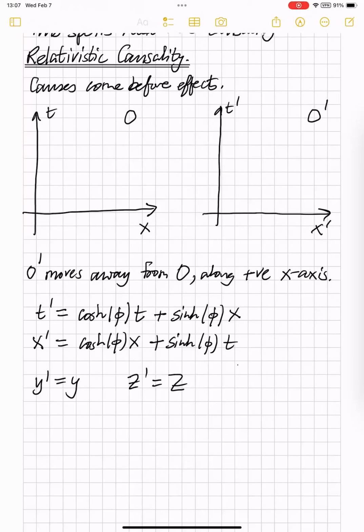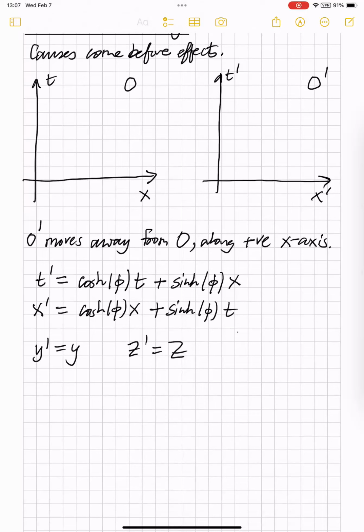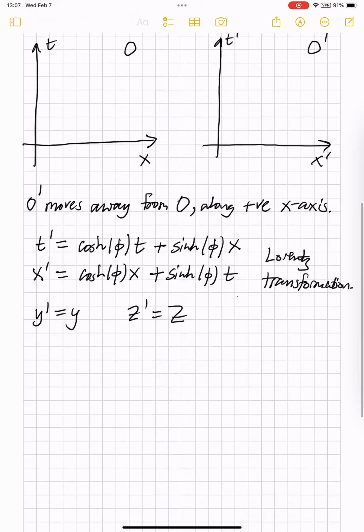Now, let's just talk a little bit about this relation between the two. Of course, this is a Lorentz transformation. So what I've written down here really is a Lorentz transformation. Now, you may be more used to writing Lorentz transformations referring to the velocity of the particle. Here I'm using this quantity phi, this parameter phi, and this is known as the rapidity.